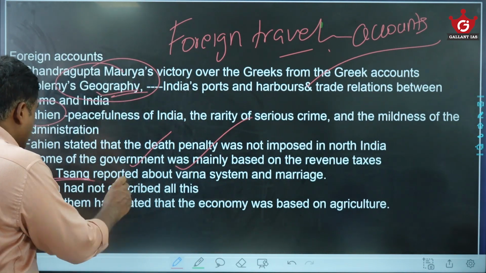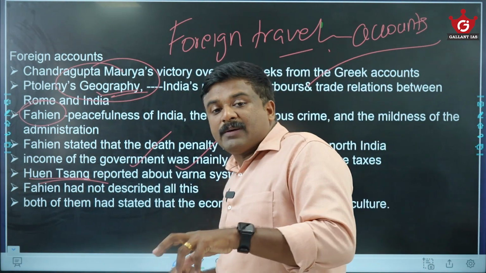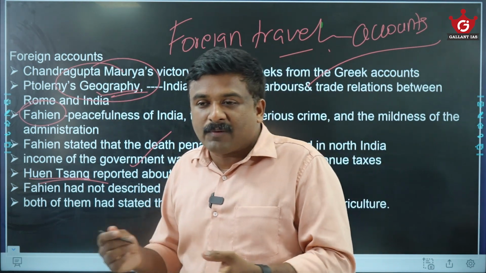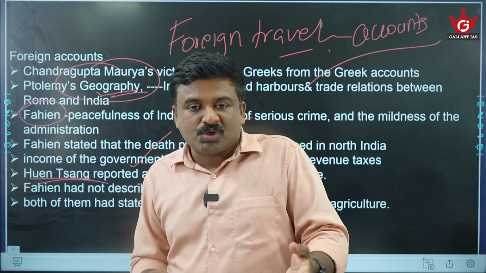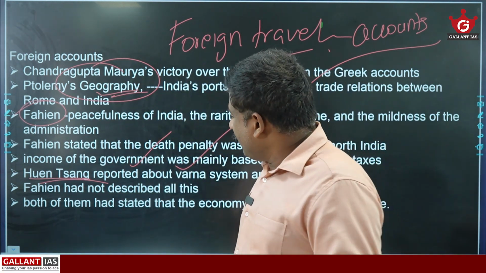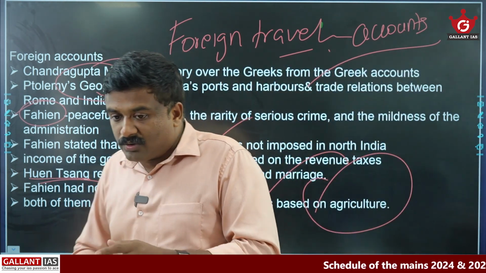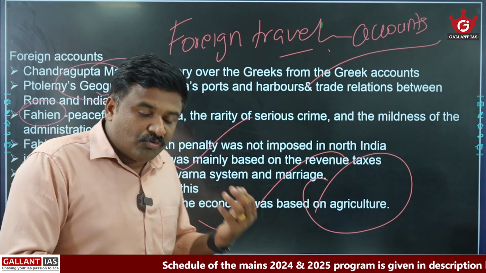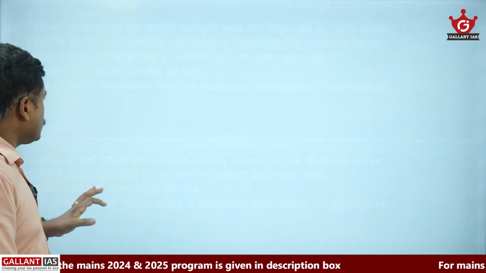Then Huen Tsang, a Chinese Buddhist pilgrim, visited India in the 7th century AD, during the time of Harshavardhana. His observations covered crimes, caste divisions, marriage institutions, and different things. Both said that most people were engaged in agriculture. He also talks about the division of society, like the untouchables and higher castes, and their food habits and dress habits. These are discussed in Fahien's accounts also.